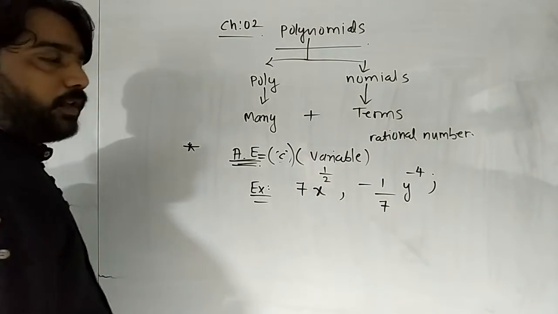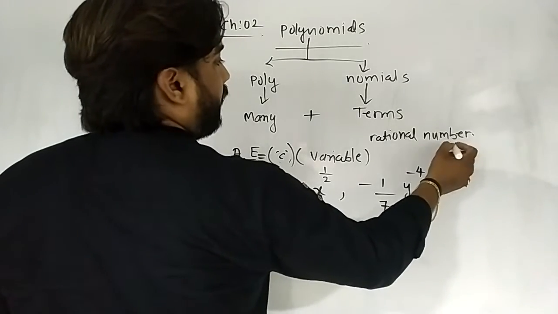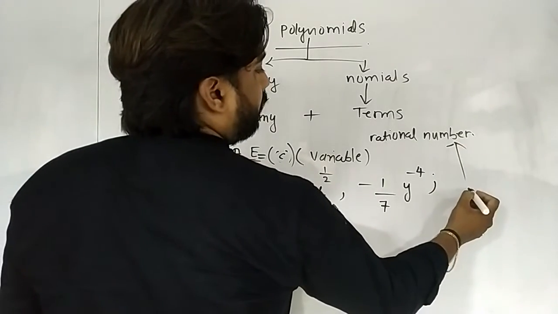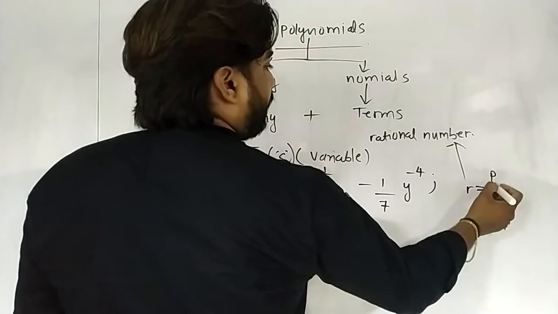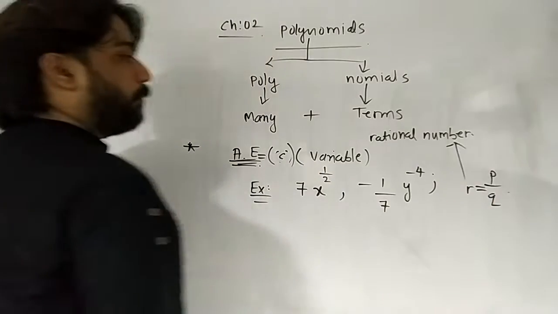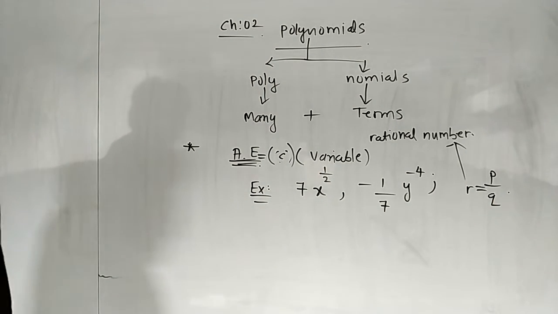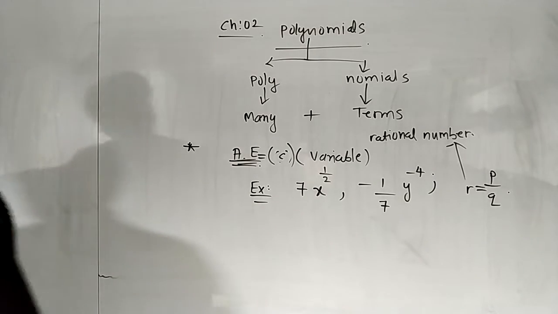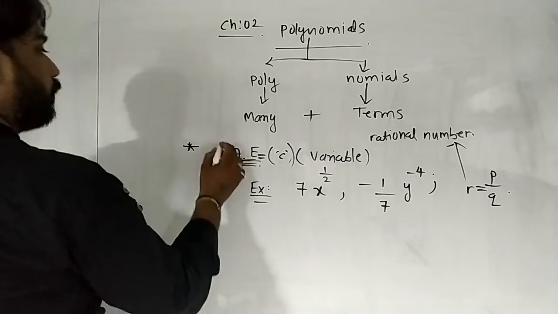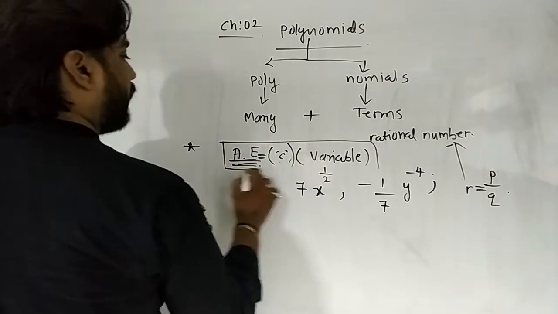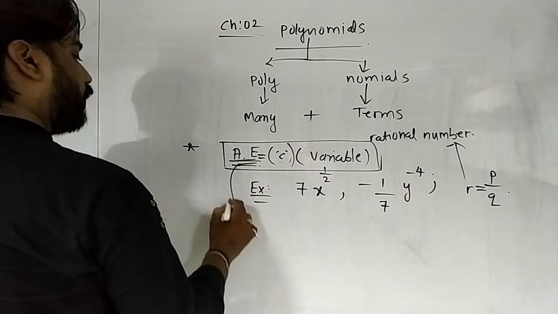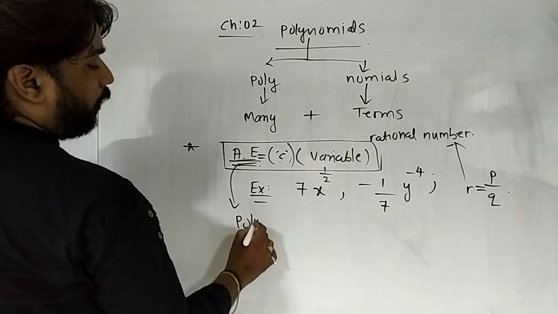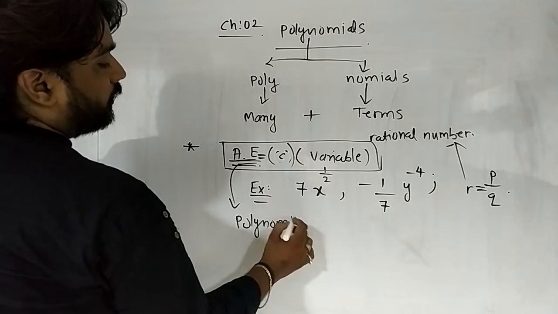Again, what is the meaning of rational number? Any number r is said to be a rational number if that can be written in the form of p by q. अगर कोई नंबर p by q के फॉर्म में है तो उसे रैशनल नंबर कहते हैं. So I hope the quick revision of algebraic expression is clear. Using this we have defined what? Polynomial. इसके ऊपर से हमने polynomial सीखा था.